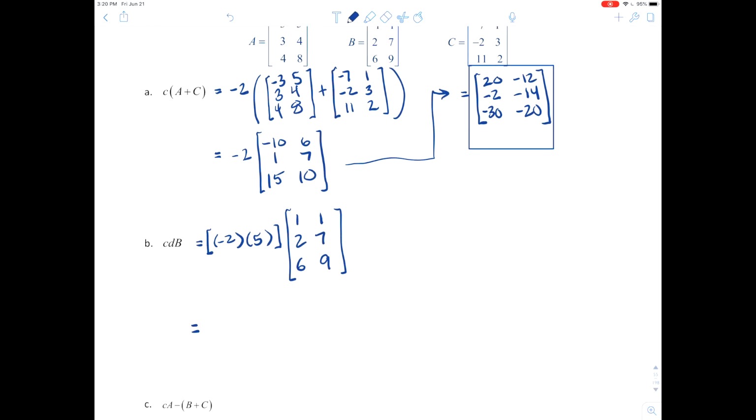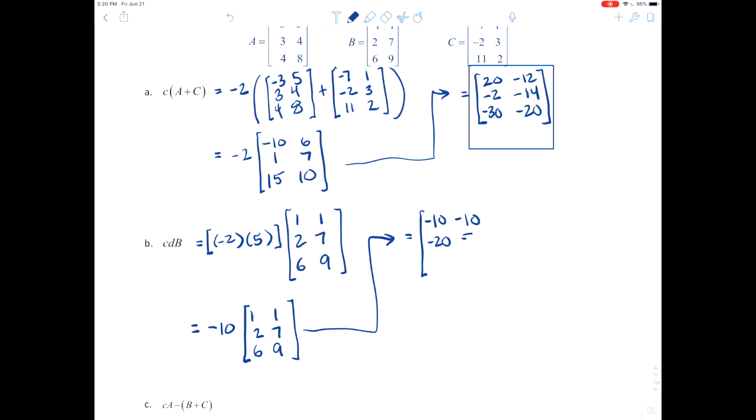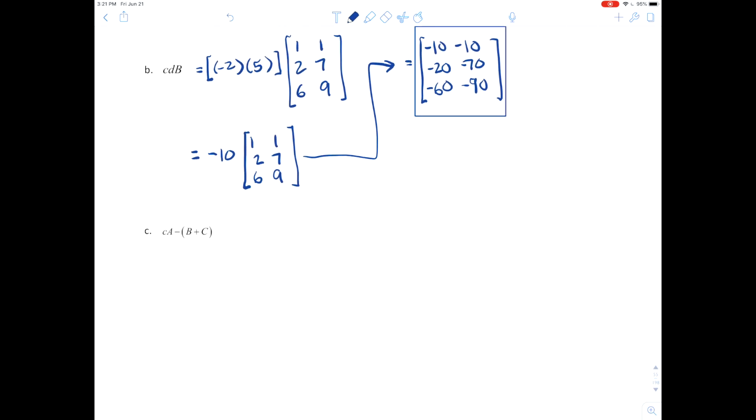So that's going to give us -10 times the matrix B, which is -10, -10, -20, -70, -60, and -90. Cool, cool? All right. And lastly, what do we have here?